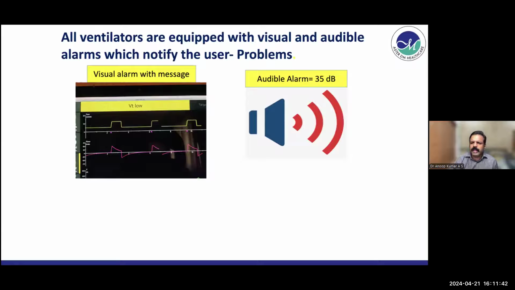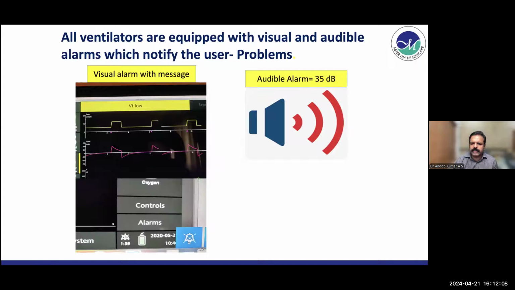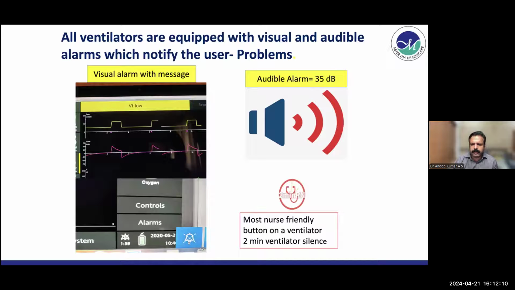The audible alarm usually will be above 35 decibels. I don't think the majority of us are checking the decibels of the alarm, but still, for theoretical purposes, you should understand that. You should not keep it very high, and it should not affect other patients as well. What I'm trying to convey is that even a small alarm sound, the bedside staff and the intensivist should be able to pick it up.